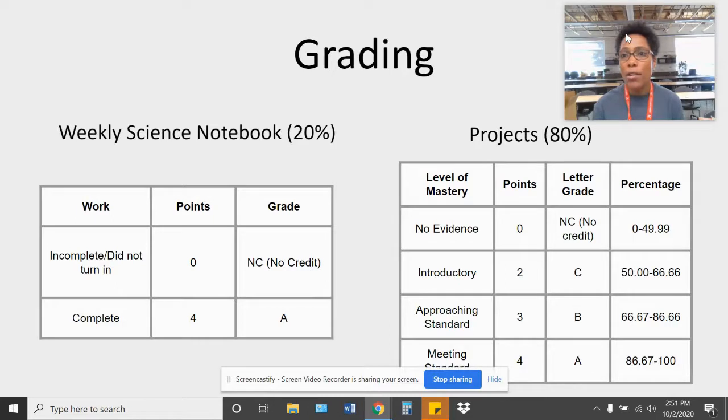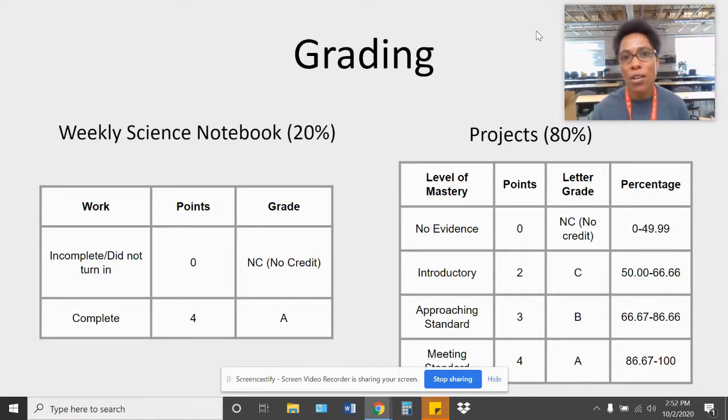We have linked standards-based levels of mastery with points. So if there's no evidence, if they haven't submitted a project, 0 points for that. But a 2 or a C is an introductory level. That's something that I would expect them to do at the very beginning. 3 is a B, an approaching standard. So they're right there, they're close, but they're maybe just missing 1 or 2 little pieces.